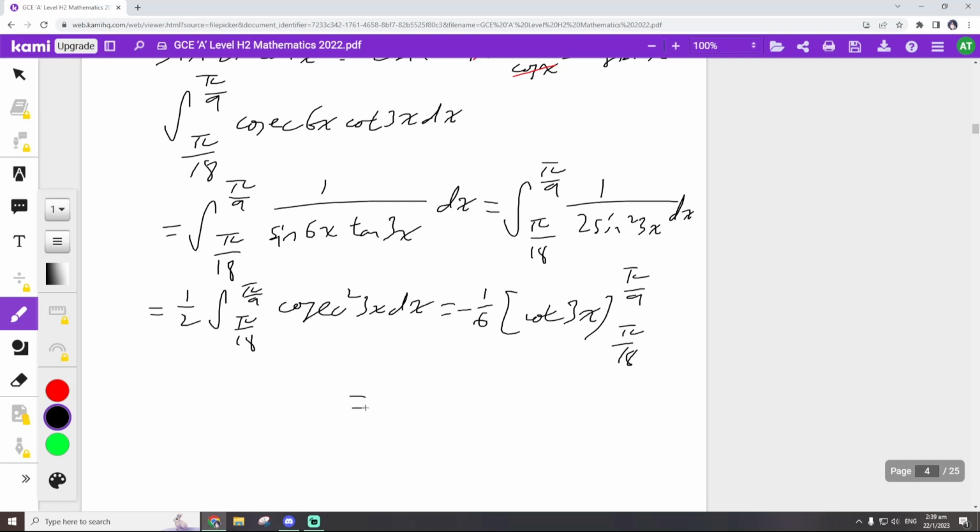Cotangent 3 pi over 9 is 1 over tangent pi over 3, which is 1 over root 3. Minus cotangent 3 pi over 18, which is tangent pi over 3, which is root 3. And this is, well, you'll get negative 2 root 3 over 3, then you put the 6 on the outside. So the negatives cancel out and you get 2 root 3 over 18, which is root 3 over 9.